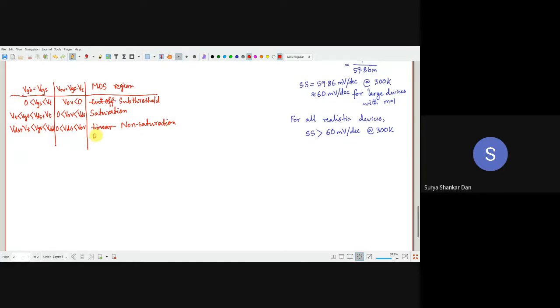So in our BTech days, we used to call it ohmic region or linear region or triode region. Don't use these terms anymore. This is much more technically correct.